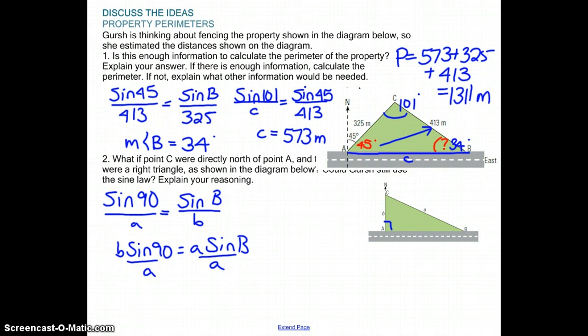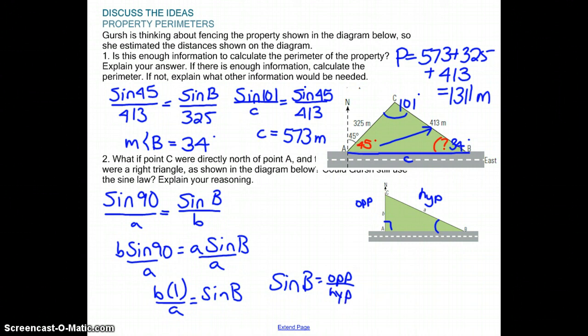What do you get when you type sine 90 into your calculator? You actually get 1. So we'll get b times 1 over A equals sine B, so b over A. Now if you look here at this angle, the opposite of angle B would be little b, and the hypotenuse would be A. So if I were just using sine theta, I'd get opposite over hypotenuse, which is exactly what our sine law came up with. So really, this is the same as sine B equals opposite over hypotenuse. And therefore, yes, you can use it with even right triangles if that's what you prefer to do.